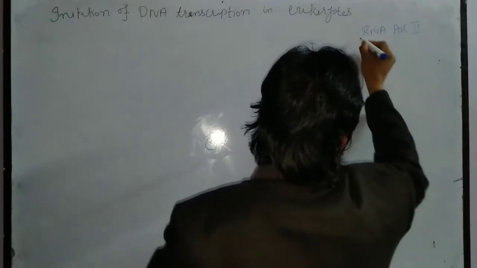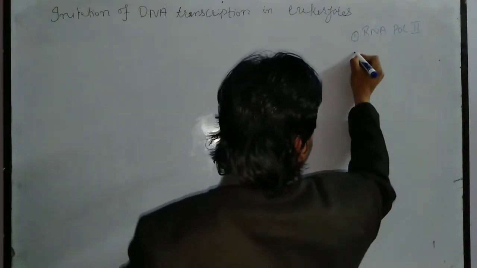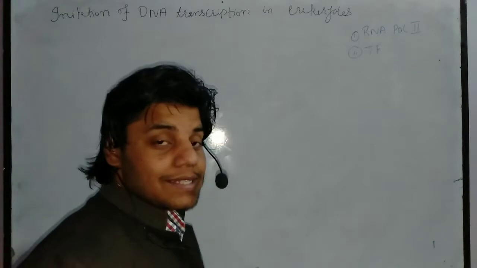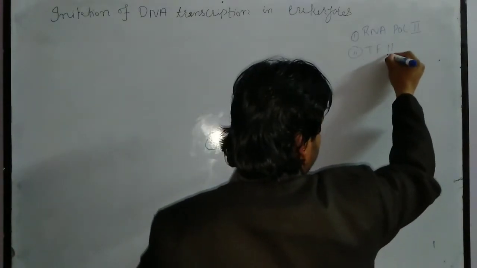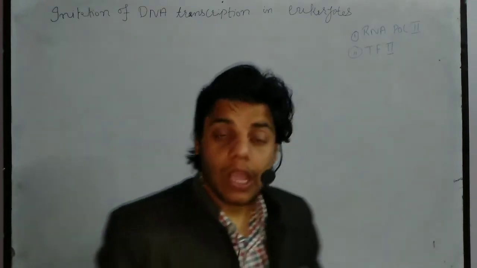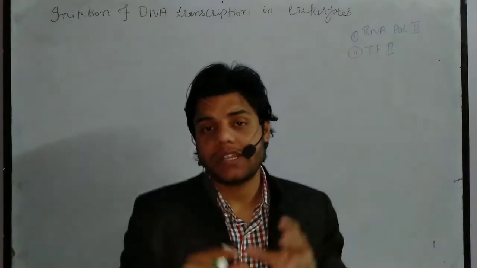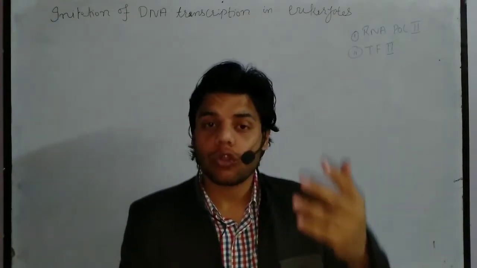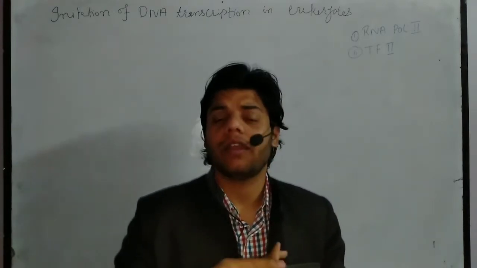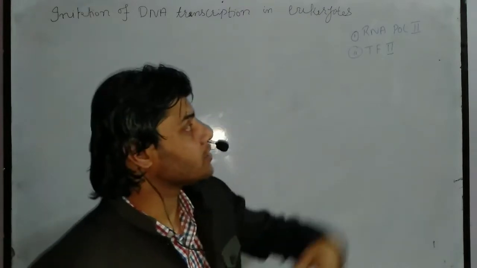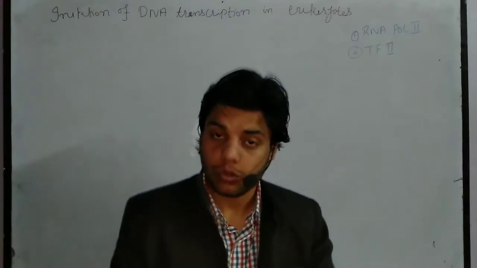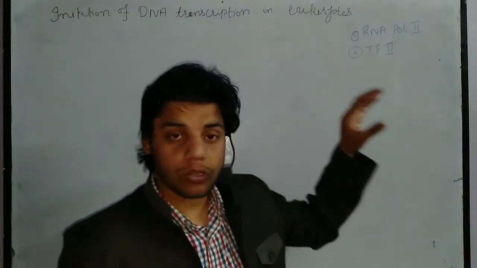Polymerase 2 enzyme. Okay, this is the first requirement. The second, we need in this case transcriptional factors, and mainly we need transcriptional factor 2. Why? Because we need RNA polymerase 2, and remember, RNA polymerase 2 is a very important enzyme. Why? Because it can synthesize a lot of RNA: transfer RNA, messenger RNA, ribosomal RNA, miRNA, siRNA, snRNA. So a lot of RNAs are synthesized by this RNA polymerase 2. That's why it is very important as compared to RNA polymerase 1 or RNA polymerase 3. It is very important among them.